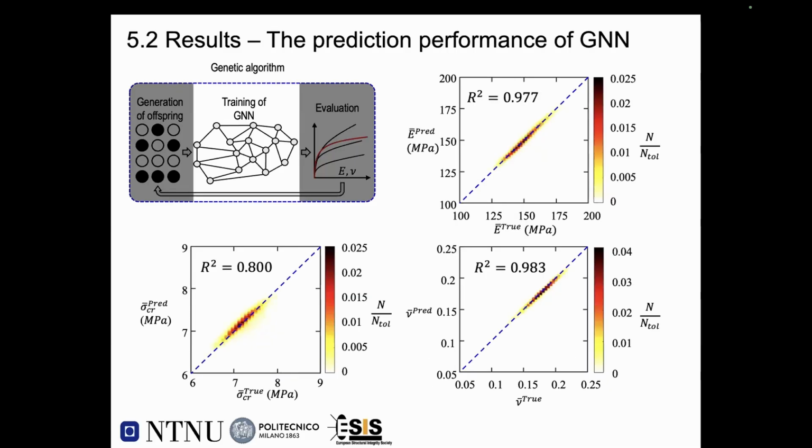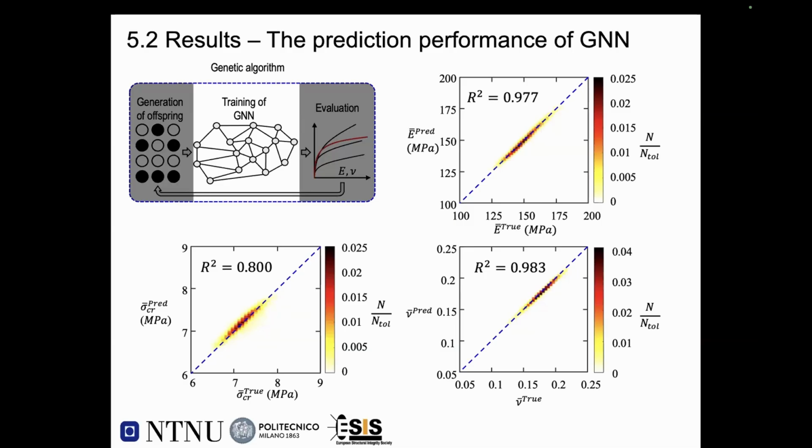And here I want to show you the prediction performance of graph neural networks. Here, also three: effective stiffness, effective strength, and also effective Poisson's ratio. What you can see on the right two figures is that the prediction accuracy is quite high. The R-square is over 0.9. The reason the effective strength is a little bit lower, 0.8, is because this is a nonlinear phenomenon.